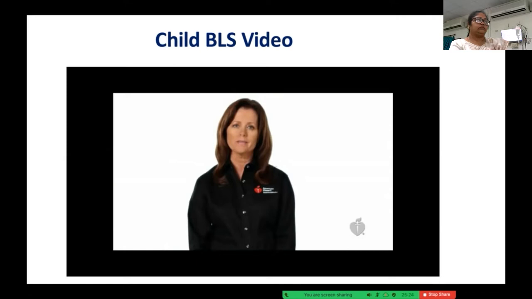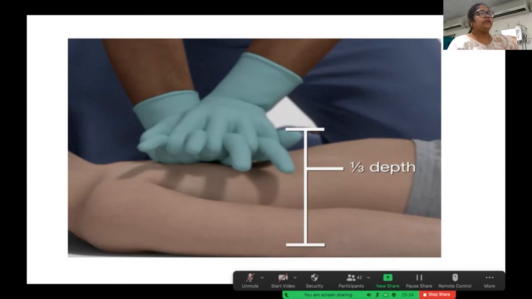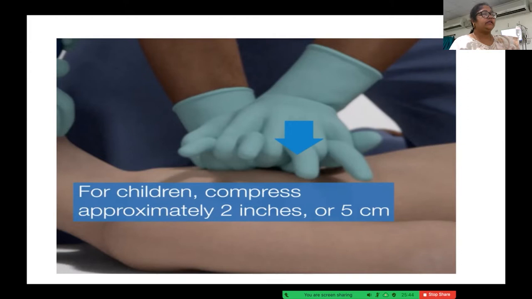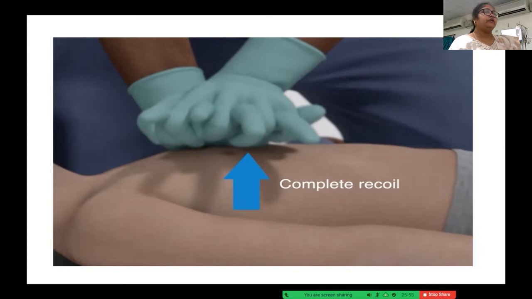So when we are giving chest compressions, we have to make sure that at least 1/3 of the depth of the chest is actually compressed and it returns back again. So when we say child, we can say 5 centimeters, whereas in the adults it is 6 centimeters, and in infants it is actually 4 centimeters. We have to allow for complete recoil, as I said, because the cardiac muscle is perfused during this recoil phase of the CPR.